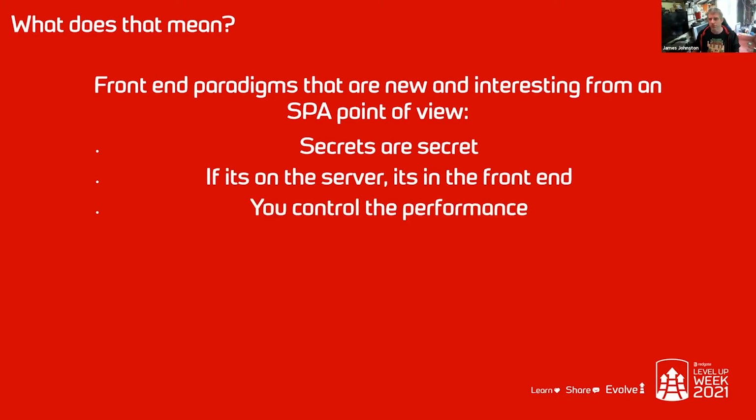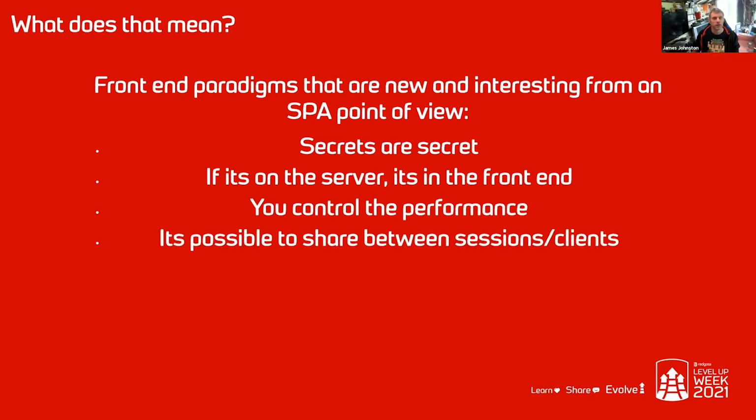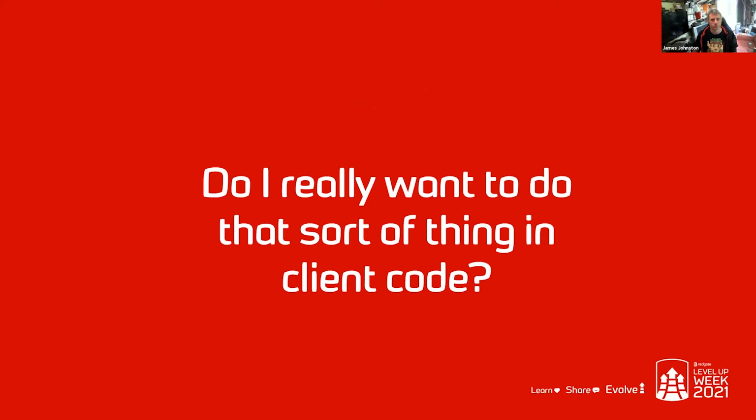You can control the performance. While you're running every user's front end, and thus it is a heavier load, you get to define the resources. You don't need to worry if an end user has enough CPU to render your massive list in a reasonable time. The user's browser is just a thin client. And it's possible to share between sessions and clients. Caching becomes almost irrelevant when you can have data in a static global. Do I really want that sort of thing in client code?